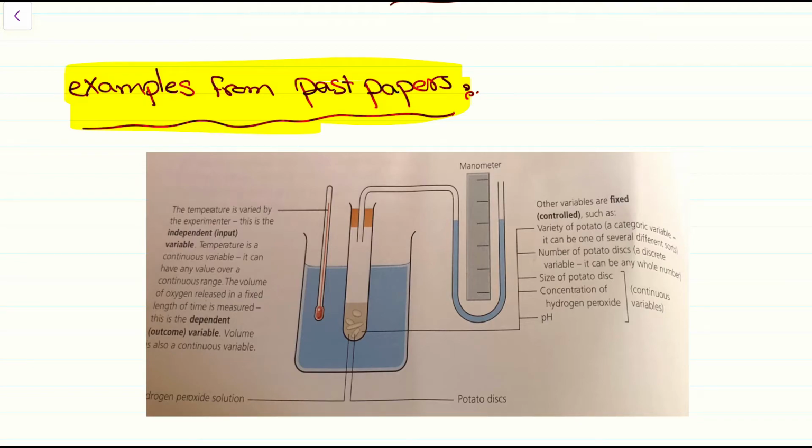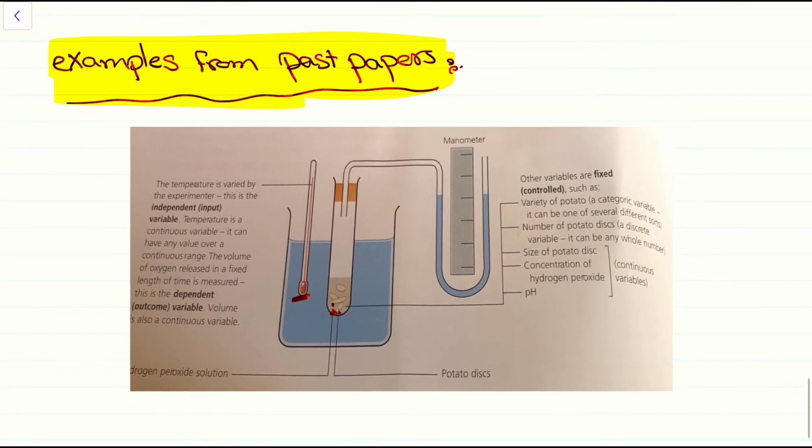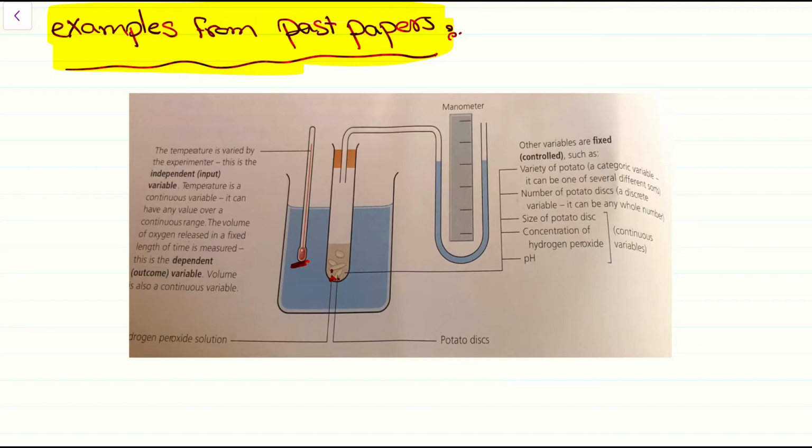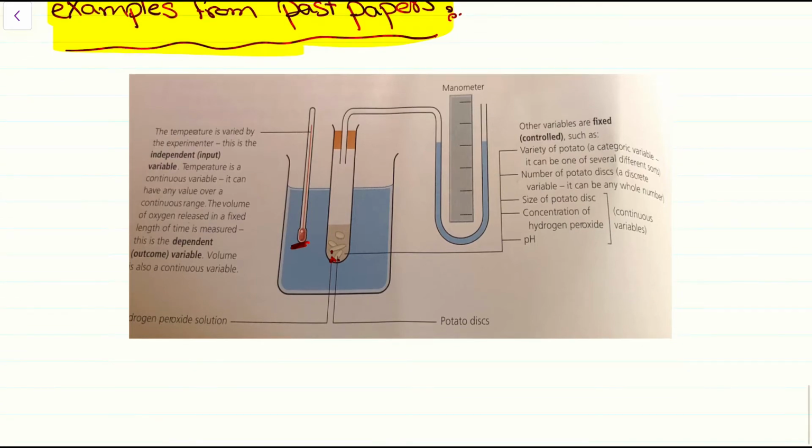We have potato discs which are cut and added in hydrogen peroxide solution. We add a thermometer because here we are working with temperature, and we have the different variables. I told you before we usually have two different variables in these kinds of questions, which are the dependent and independent variable. The dependent variable depends on the other one. So we have the first one, independent.